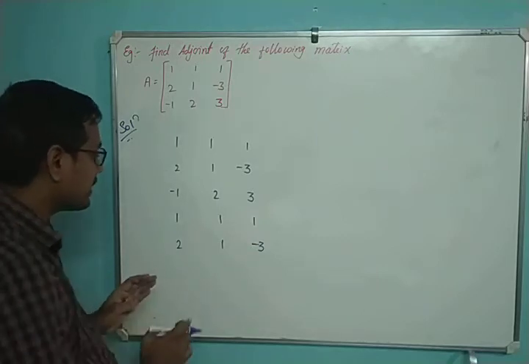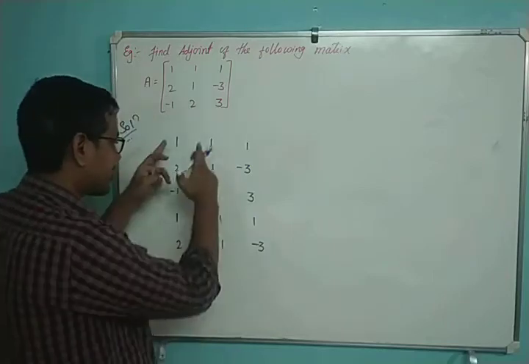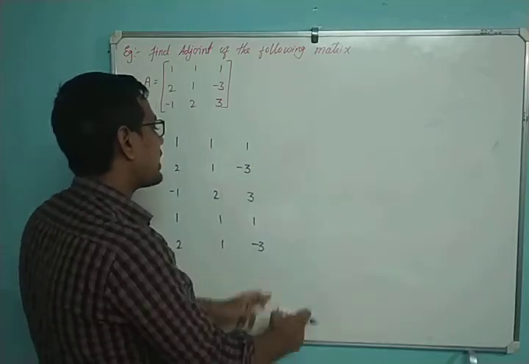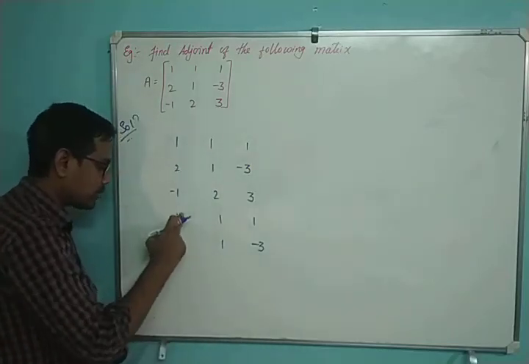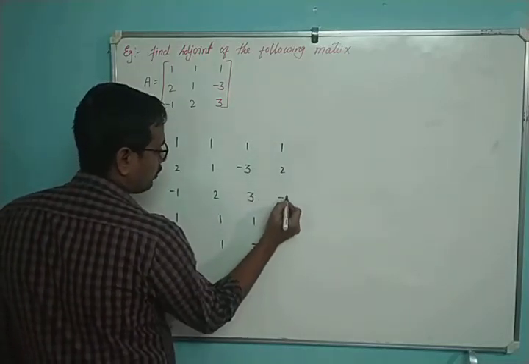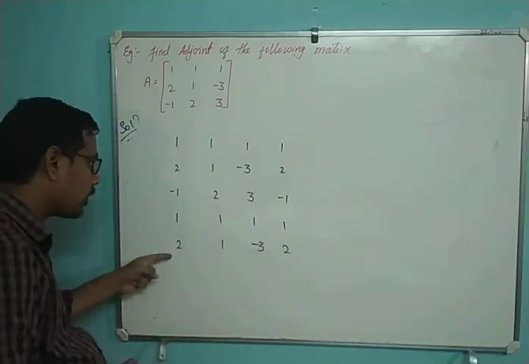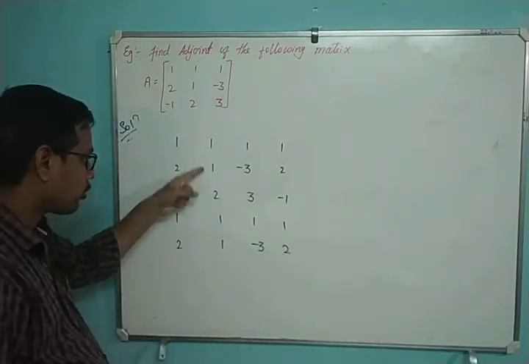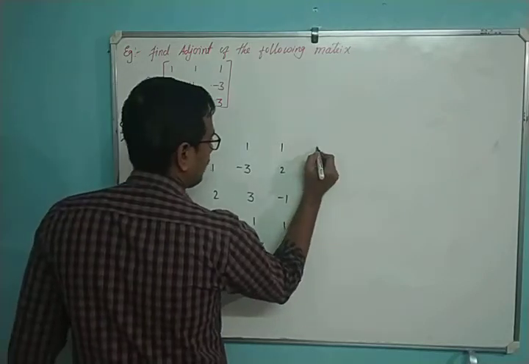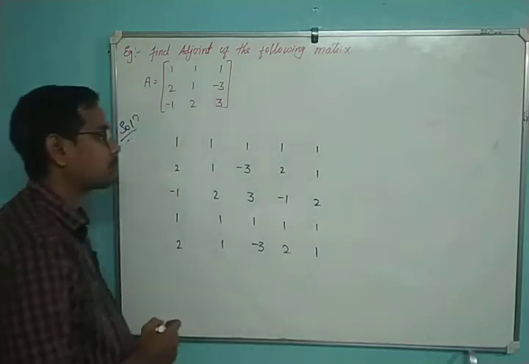Next, these 2 columns, you reproduce as they are. 1, 2, minus 1, 1, 2. So the first column, you write it here. Then the second column, 1, 1, 2, 1, 1.